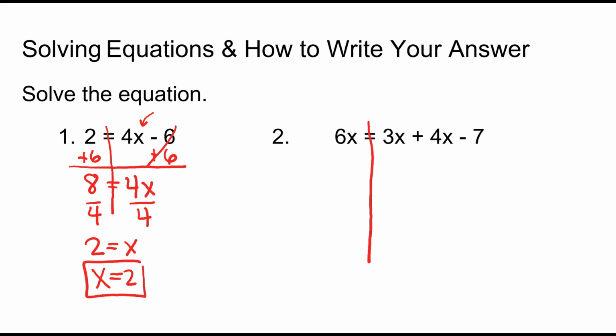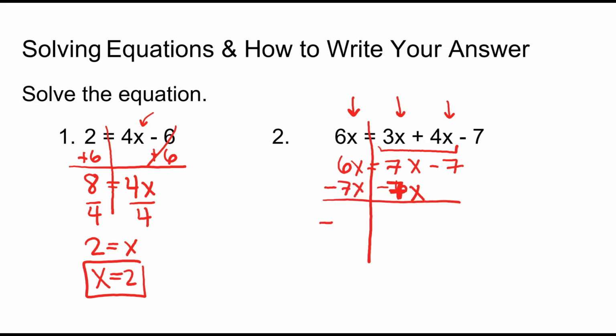Let's try the next one. Now, you might realize, oh boy, we have 3 x's here. So the first thing I want to do is combine any x's that are on the same side of that line I drew. So I've got 6x is equal to 7x minus 7. And now, I want to get my x's on the same side of that line. Because there's other stuff going on here, I'm going to move the 7x. It wouldn't matter if you decided to do it the other way.